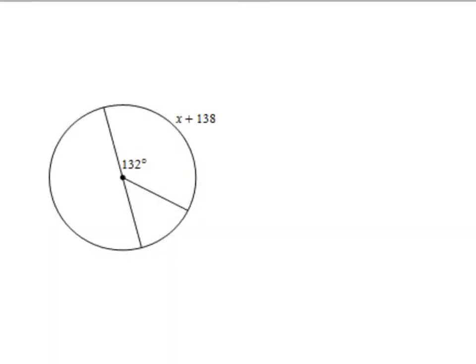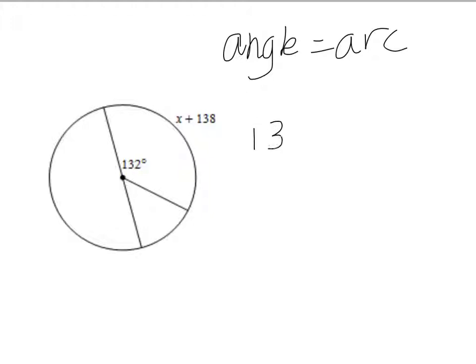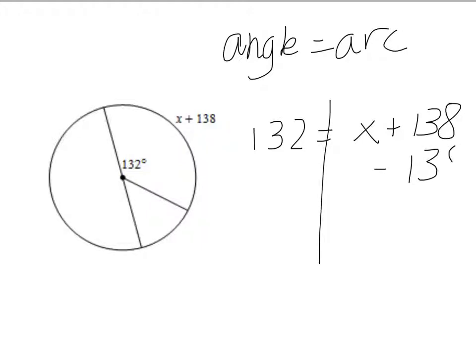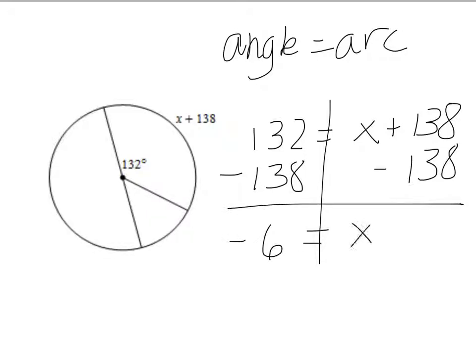Another central angle arc problem. So angle equals arc. So the angle, 132, equals the arc, which is x plus 138. So I draw my line. I want to get the x by itself, so I subtract 138 from both sides. 132 minus 138 is negative 6 equals x, and I'm finished. x equals negative 6.